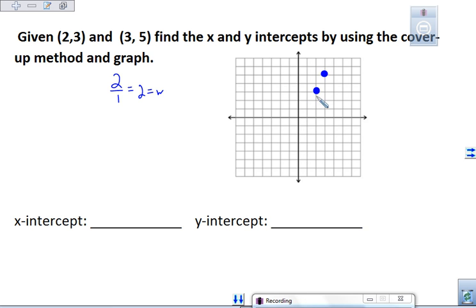So if I continue with that slope, down 2 forward 1, down 2 forward 1, down 2 forward 1, this is where I end up. So it looks like my y-intercept, remember this is my y-axis, is negative 1, and my x-intercept, if I connect my dots, is going to be somewhere in here. So I'm going to approximate that at about 1/2.